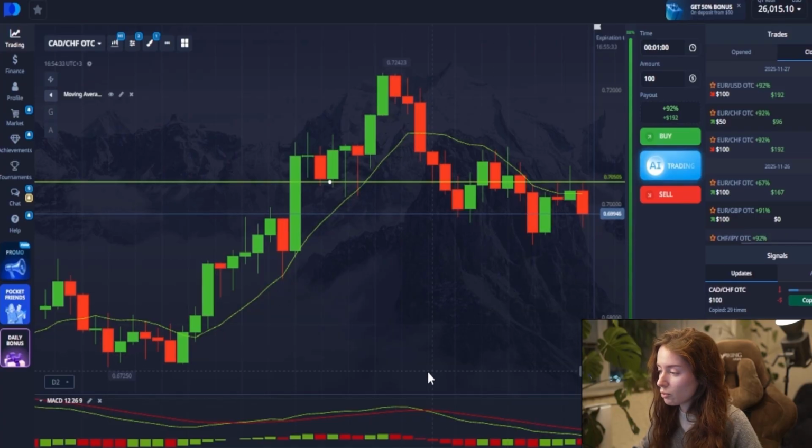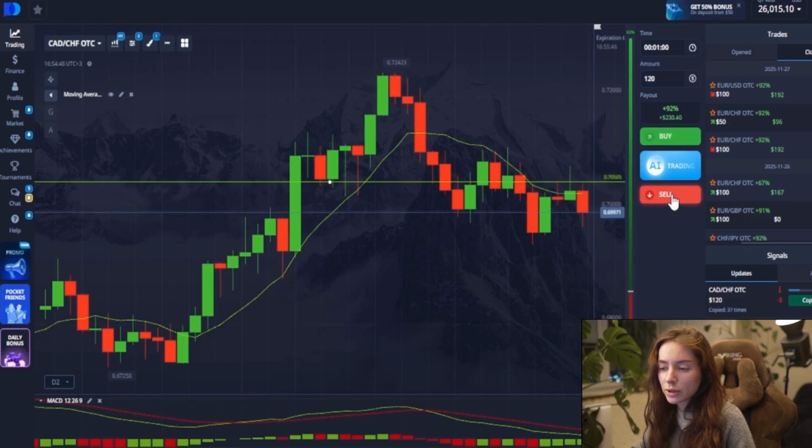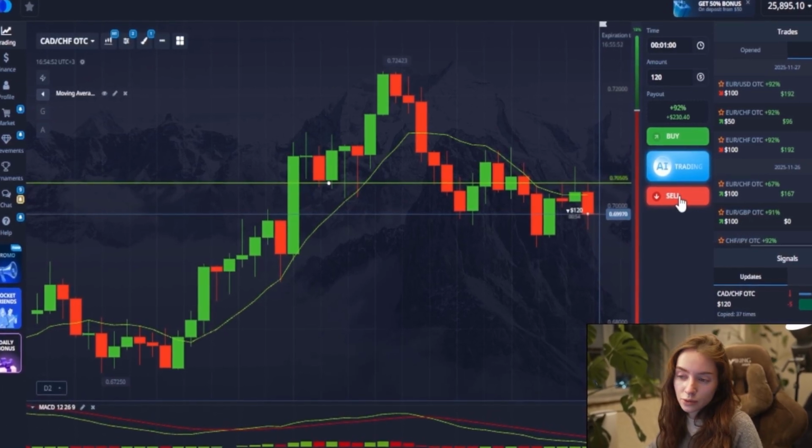Now we'll set our parameters. Let it be like this, and we open a sell trade. That's it. We wait and see how the situation develops.